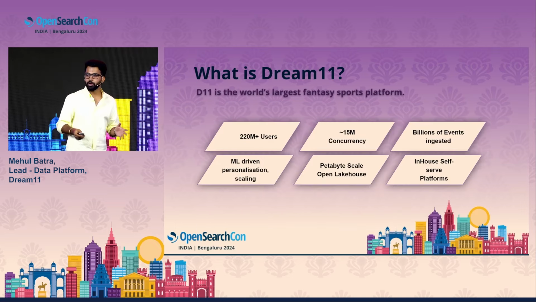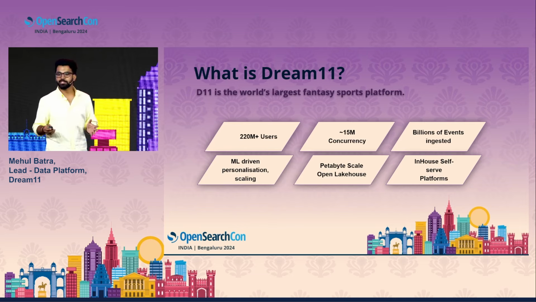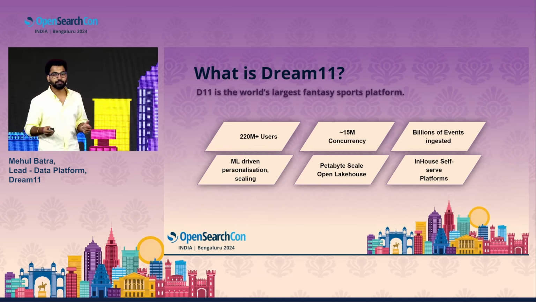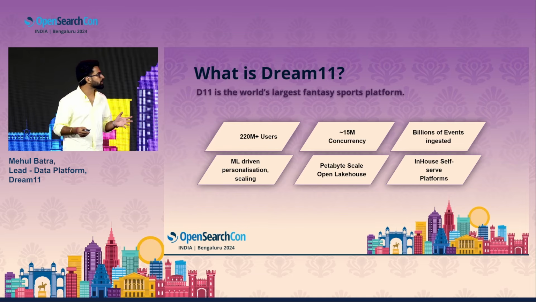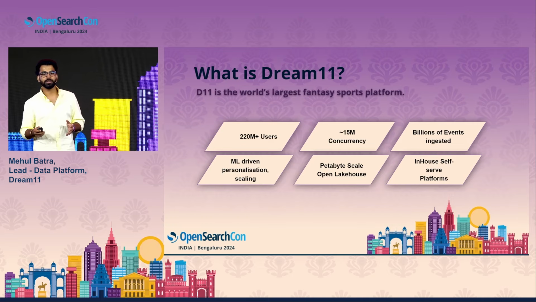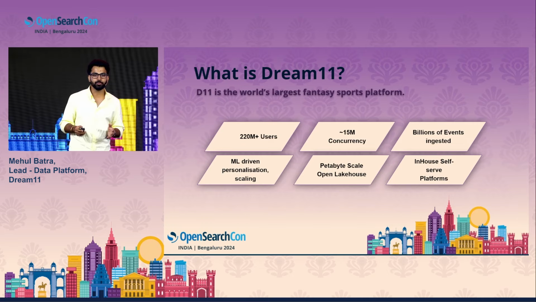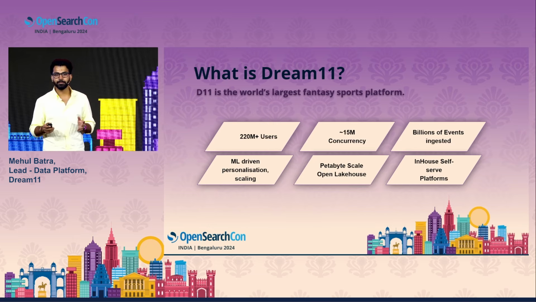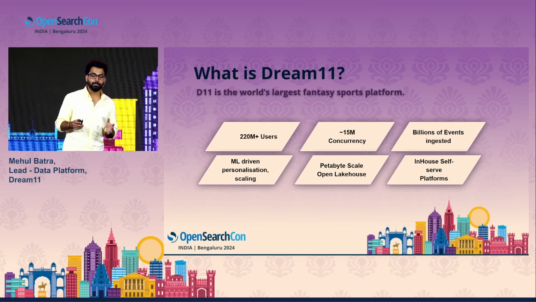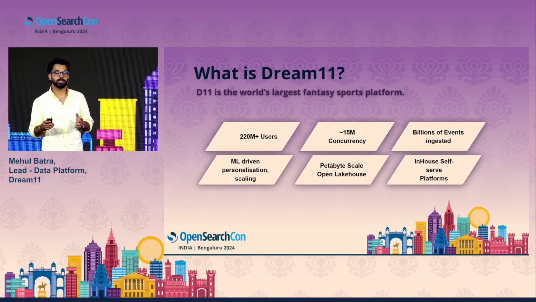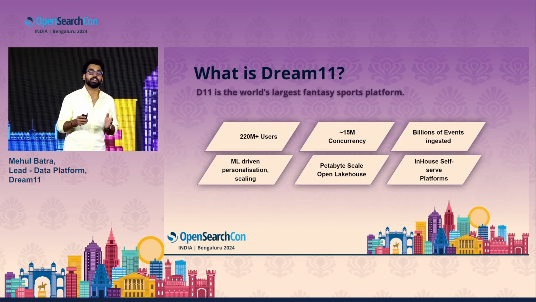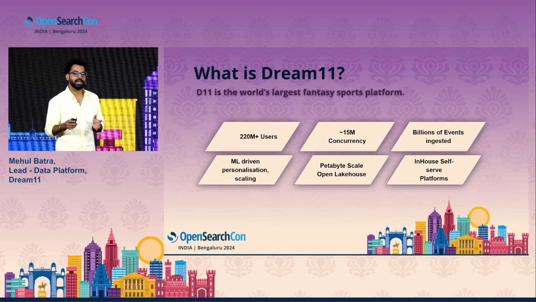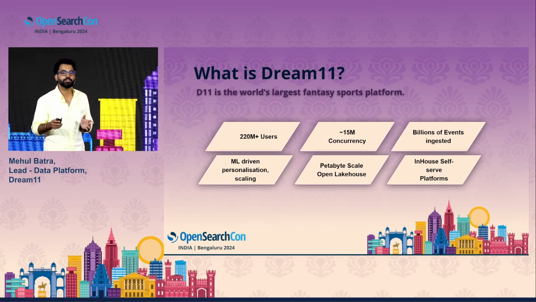So a bit about Dream 11. Dream 11 is the world's largest fantasy sports platform, and we vouch for our scale. To give you some context, we currently have a strong user base of 220 plus million users, and we cater to a concurrency of 15 million. One thing about our concurrency is that there's a sudden peak of traffic. The concurrency could go from 0 to 15 million within 10 minutes.